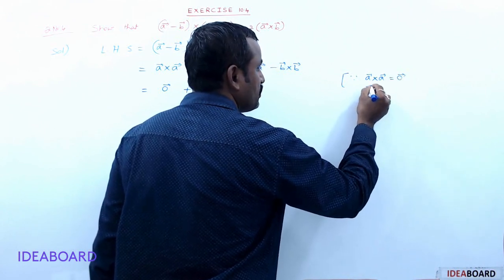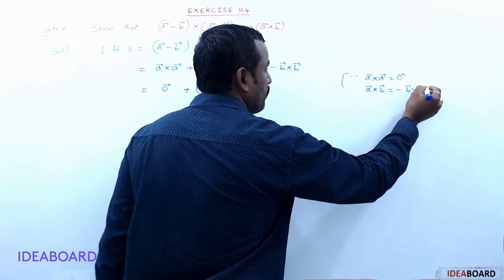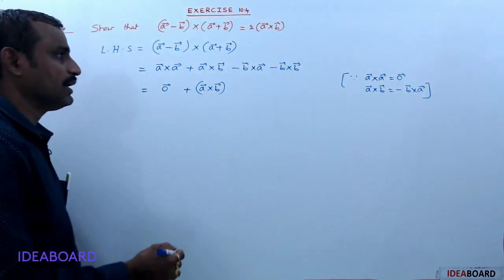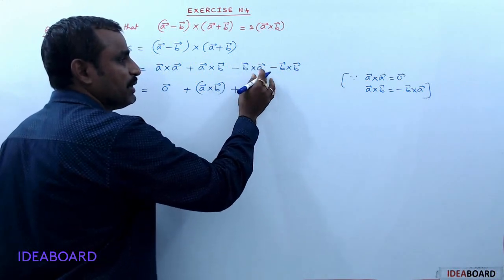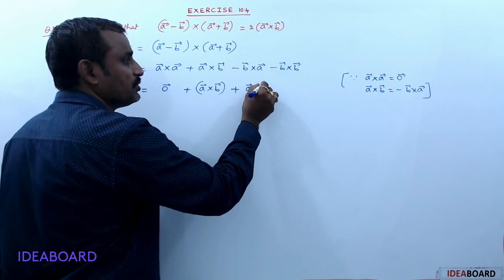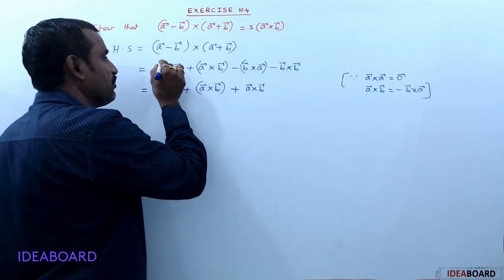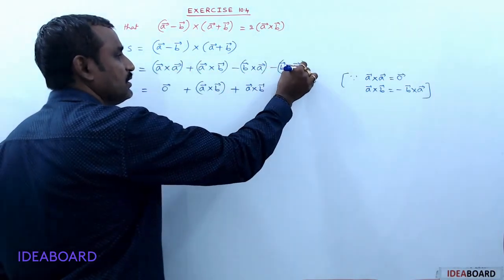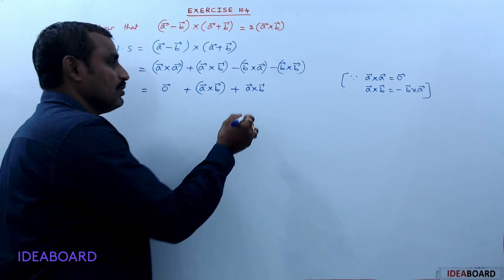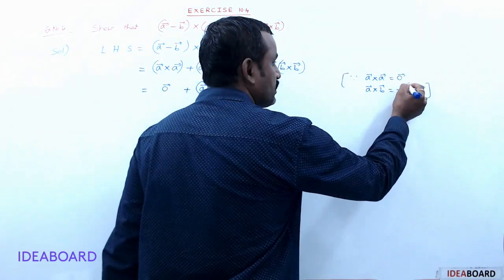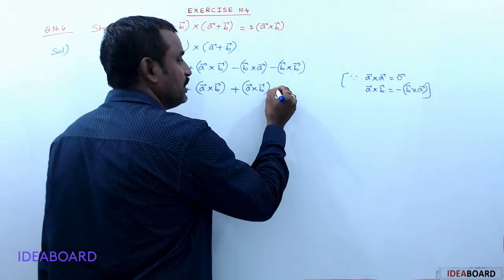Now a bar cross b bar is equal to minus of b bar cross a bar. This property I also gave. So minus of b bar cross a bar, we can write it like this, converting minus to positive when replacing by a bar cross b bar. Any scalar you can write outside, that property I also gave. So minus of b bar cross a bar you can write as a bar cross b bar, and the other term is 0 bar.